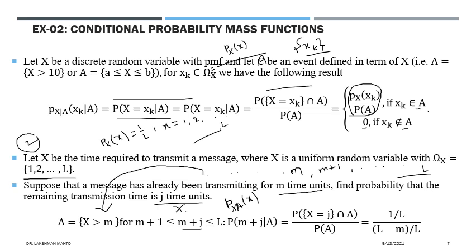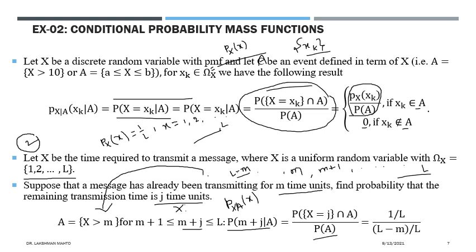So what are the possible values x will take? It will take m plus 1, m plus 2, m plus 3, likewise up to L. So how many possible values will x take? L minus m, simply by subtracting. Those kinds of values will come. If you calculate this conditional probability mass function, again we take the definition of conditional probability mass function: the joint occurrence of x equal to j with A, divided by the total occurrence of A, that is, the probability of occurrence of A.